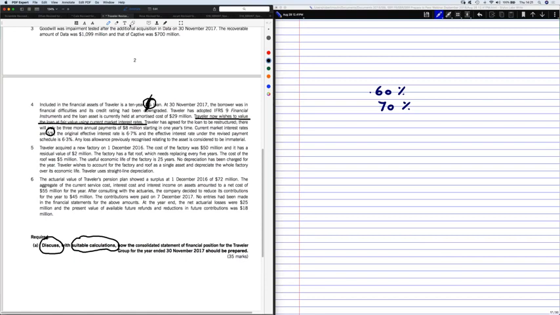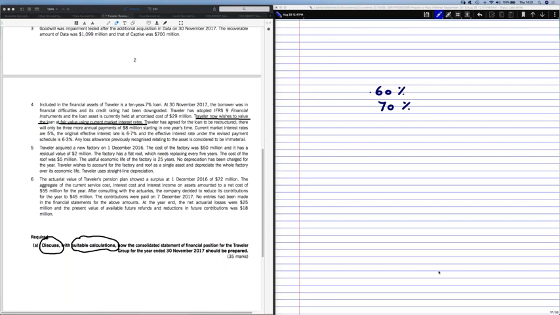Now let me take this away and let us go back to this. Remember that the business model has to change in order for you to reclassify the asset. Now, as we see here, there is no reclassification possible, because there has been no change in the business model. Therefore, it must remain at amortized cost.